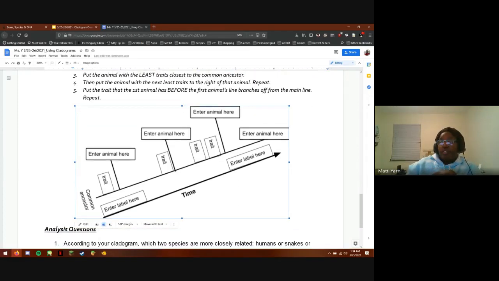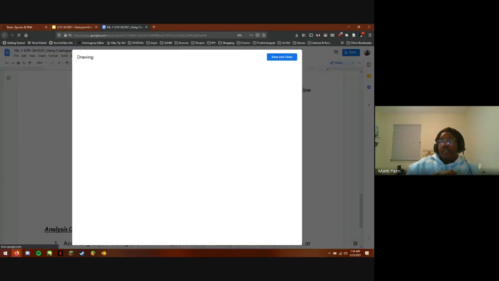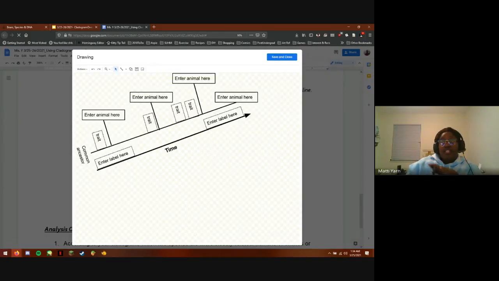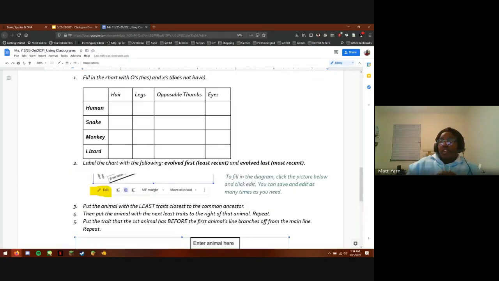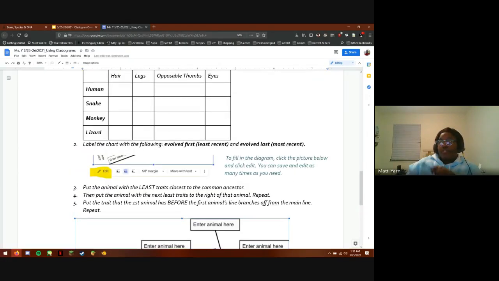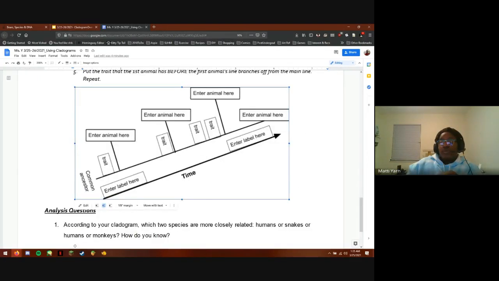So click this, edit, and let's put in the labels. So let's actually read the instructions first. So it says, label the chart with the following: evolve first, least recent, and evolved last, most recent. So I'm going to click this. We're going to edit.